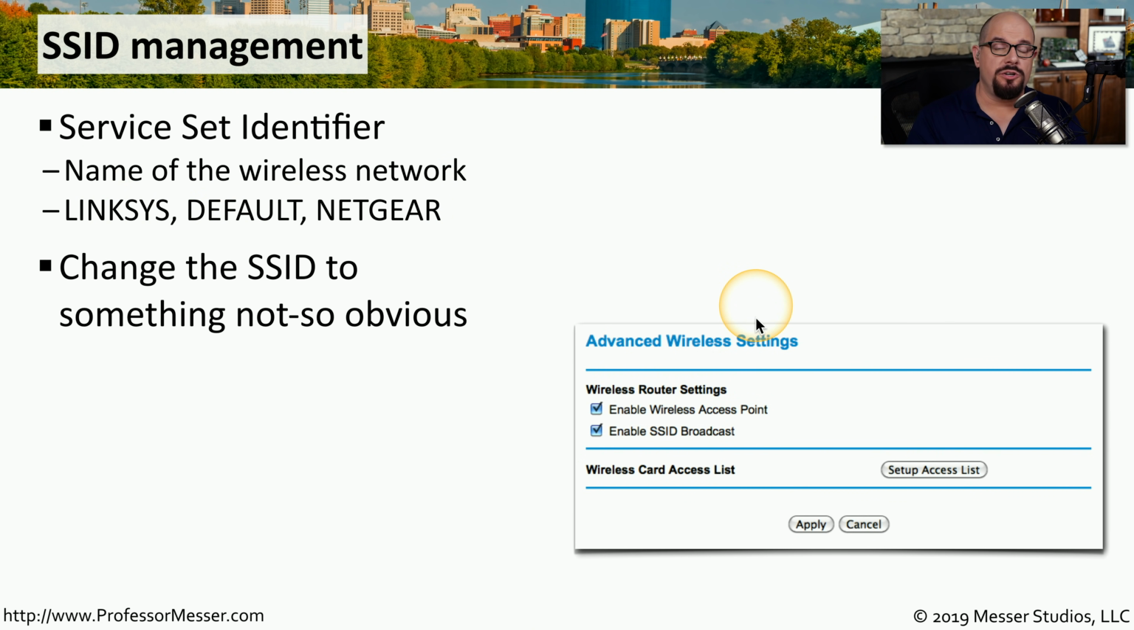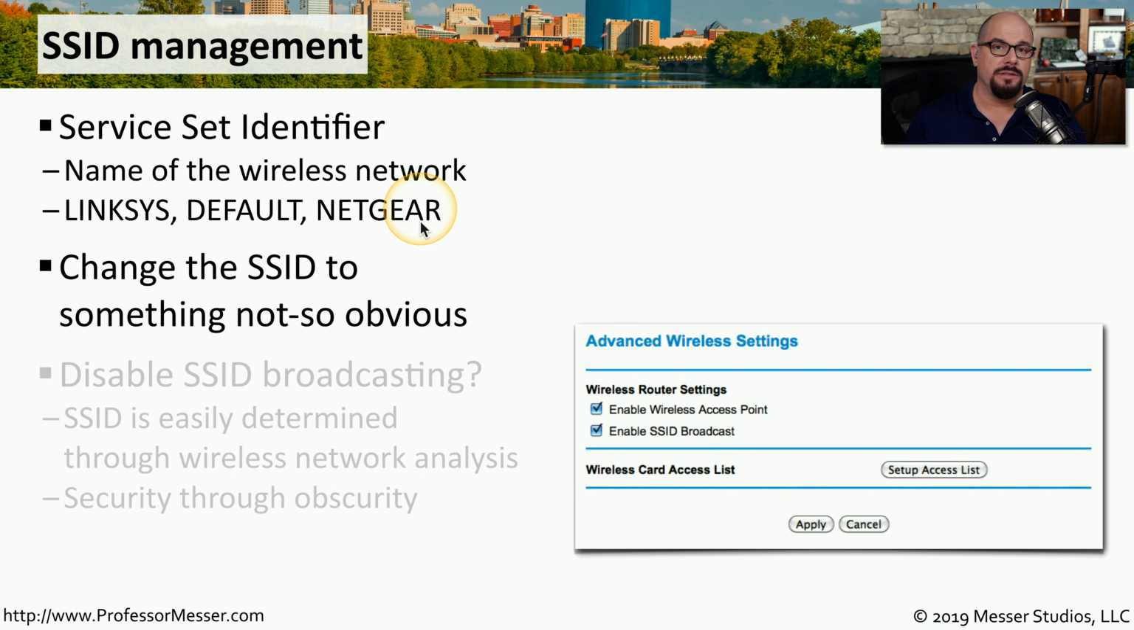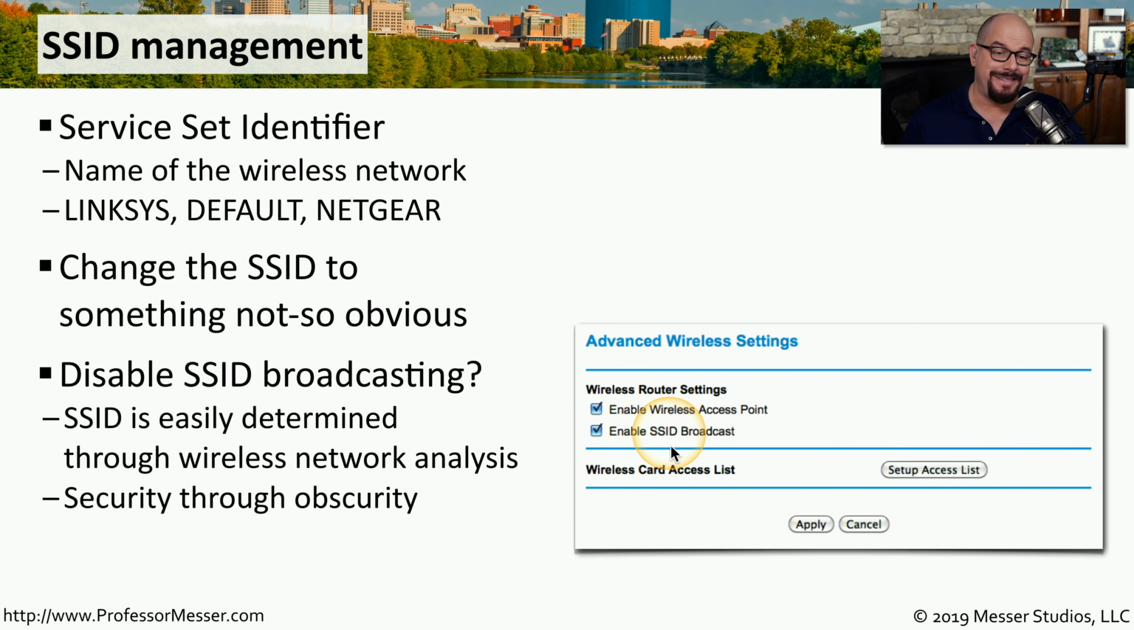If you want to discourage people from connecting to your wireless network, you may want to change that SSID to something other than the default. You also have the option to disable the SSID broadcast. This is the broadcast that populates the name of the wireless network in the pull-down list of available networks. And if you disable that broadcast, it won't show up in that list.